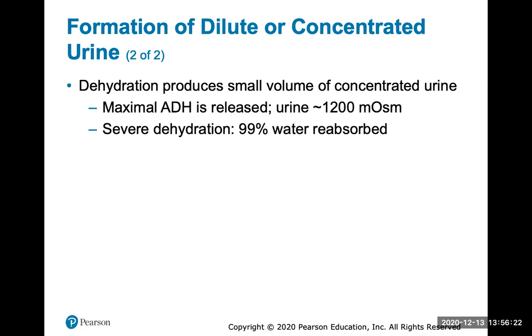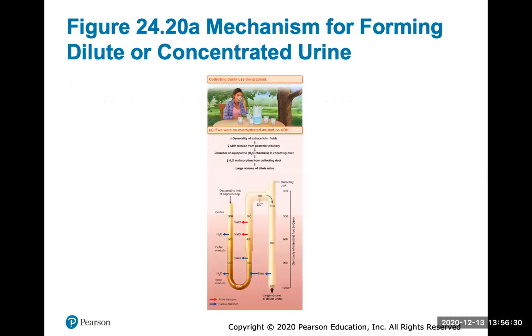In severe dehydration, about 99% of water is reabsorbed. And that makes sense. If you haven't been drinking a lot, what color is your urine? Probably an amber, a dark yellowish type color. And if you do drink a lot of fluids, your urine is a lot lighter in color, sometimes even completely clear if you're drinking a lot of water.